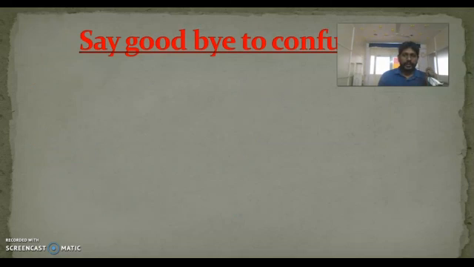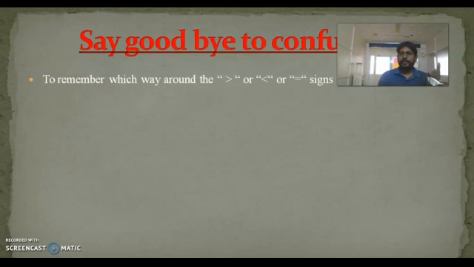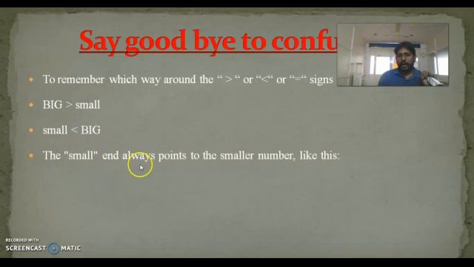So we have another confusion. Let me discuss the confusion once again: how to remember which way around the greater than, less than or equal sign goes. The big side represents greater than the small number, meaning the pointer always shows to the smaller side. The small end always points to the smaller number, like this.